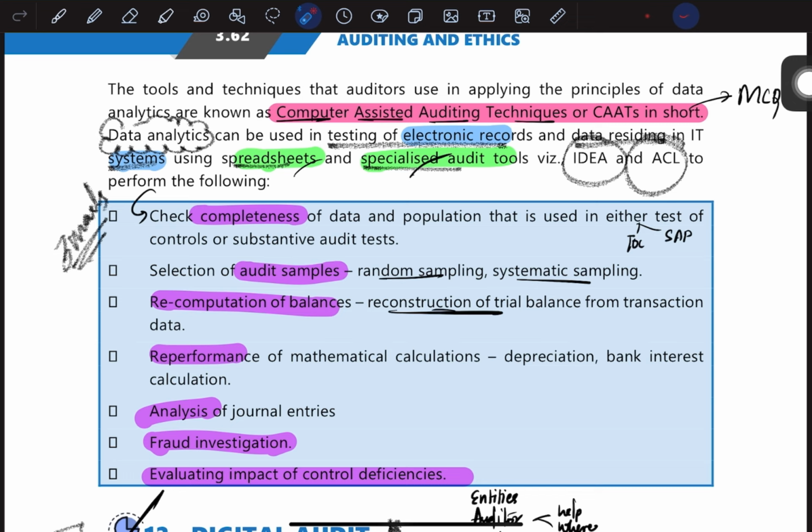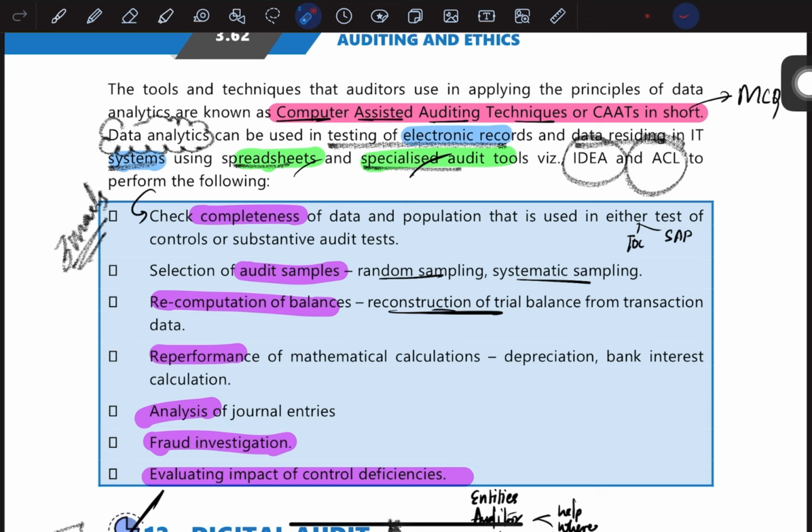There is enormous data. The auditor will not do everything by himself. In that case, he will use data analytics. So in case of selection of audit samples, he will use data analytics. In case of checking completeness of data and population, that is used in test of control and substantive audit tests, he will use data analytics. He wants to recompute the balances, he will use data analytics. He wants to reperform the mathematical calculations. He will not sit and work out each and everything, like depreciation, bank interest and calculation. Okay, so he's going to use data analytics.